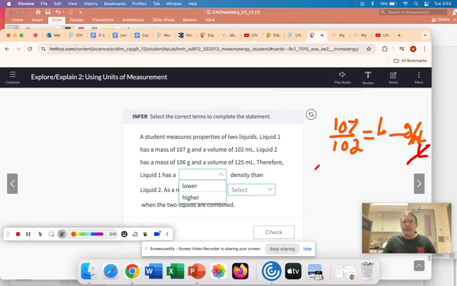And if I did 166 divided by 125, let's just think through the math here. I know this number would be a value less than 1. It would be 0 point something grams per milliliter.